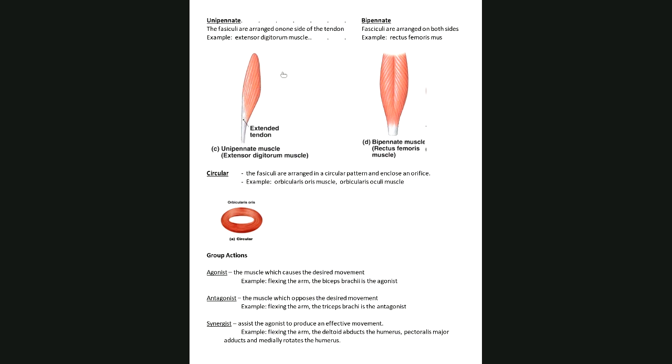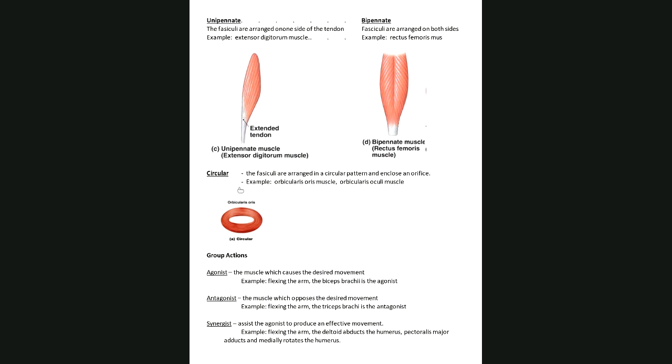Well, that's a unipinnate. Well, here's a bipinnate. Both sides. So there's a tendon that pretty much goes through here, and you see these fasciculi are arranged on each side going at an angle toward the middle. So fasciculi are arranged on both sides. The rectus femoris muscle is a good one. It's right on the top of your leg. It's one of your quadriceps muscles. Very, very easy to see on any drawing or any model. You can see this bipinnate muscle. It's on the top of your leg.